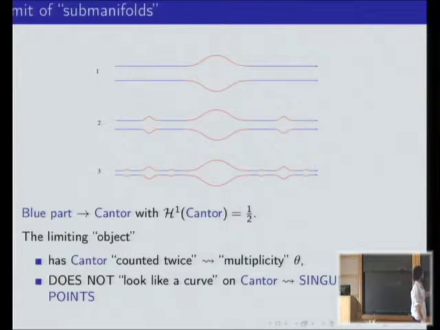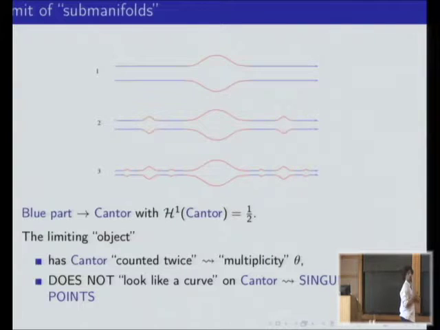So these points are what I'm going to call singular points. It's those points such that no matter how small a ball around them you take, you are not going to see your object as a smooth submanifold. So you must require some weaker notion of submanifold to pass to the limit in some sense. So these are the two things to keep in mind. You might want to count some parts of your set with multiplicities. For example, the blue Cantor set in the limit, you want to count it two times. And you must allow singularities.